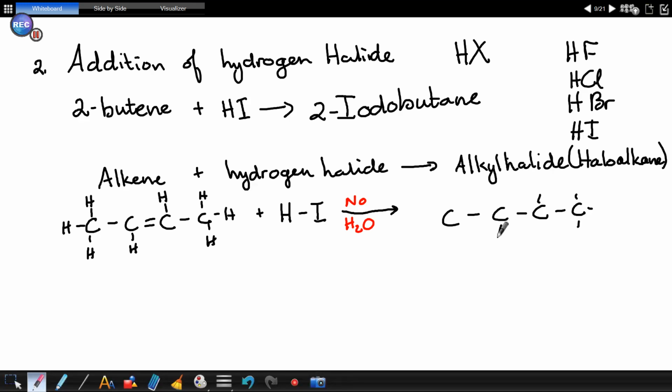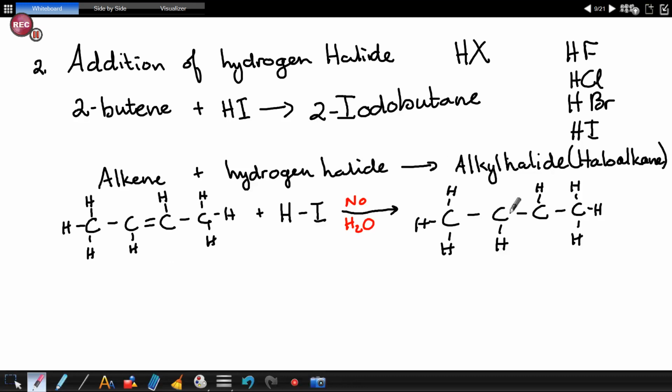What's the polarity of HI? What do you think is the polarity? Can we work it out? It would be 2.5 minus 2.1, so it's 0.4. So that's like non-polar. Non-polar. Okay, 0.4. There is a slight polarity. Maybe that's why the HI will attack the double bond.